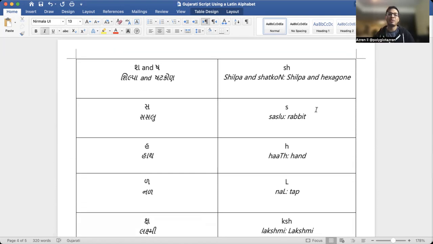We have 2 letters that are represented the same way. We have sha and sha. Now, sha and sha are written differently in the Gujarati script. But when we write them in the English, the Latin alphabet, we're going to write an SH for both of them. Some examples with both sha and sha, both these letters. We have Shilpa, like the name, and Shatkon. Shatkon is a hexagon.